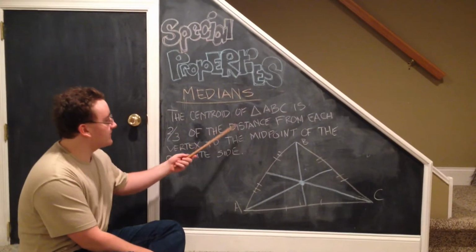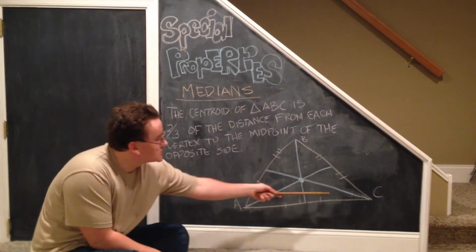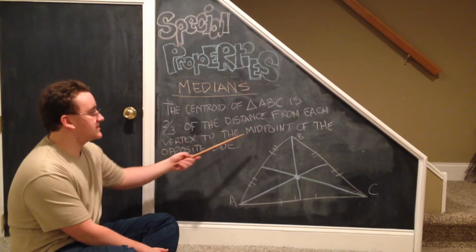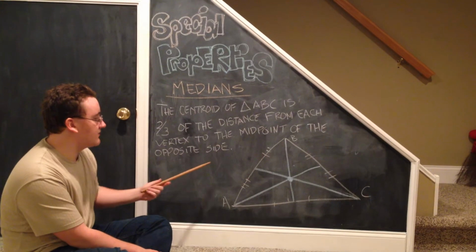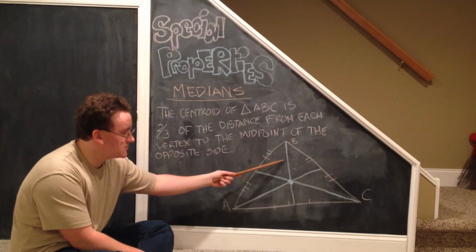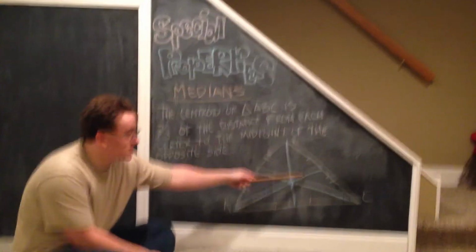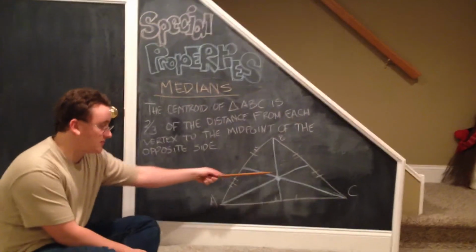So there are special properties for the median. The centroid of triangle ABC, shown here, is 2/3 of the distance from each vertex to the midpoint of the opposite side. This is 2/3 of that, this is 2/3 of that, and this is 2/3 of that.